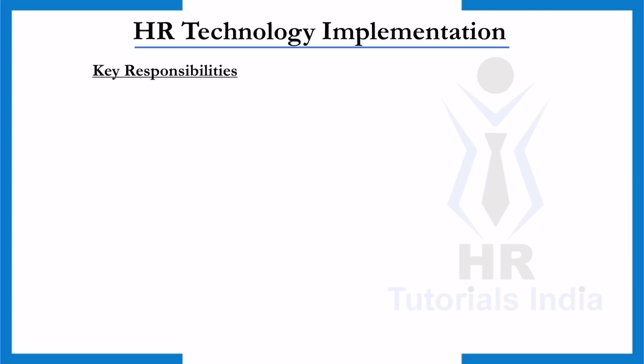Key responsibilities under HR technology implementation. Implementing HR management systems, that is HRMS and payroll software. HR management systems, that is HRMS and payroll software, are the backbone of modern HR operations. These tools simplify and automate various HR tasks, from employee data management and payroll processing to benefit administration. Implementing these systems involves careful planning to choose the right platform, integrating it with existing infrastructure, and training HR staff to use it efficiently. HRMS can improve the accuracy of HR functions and save valuable time, allowing HR teams to focus on strategic initiatives rather than administrative work.